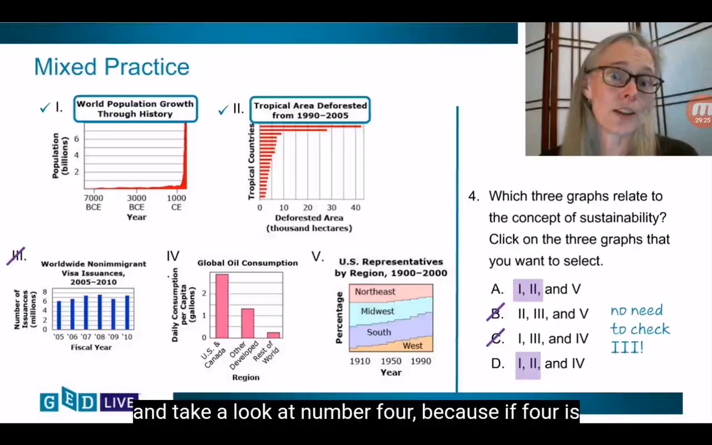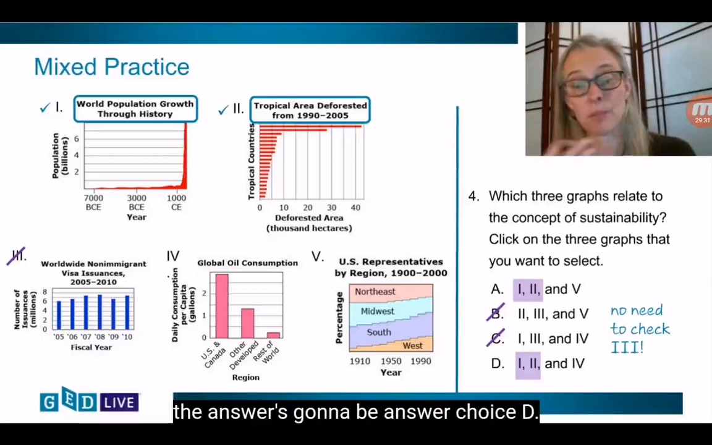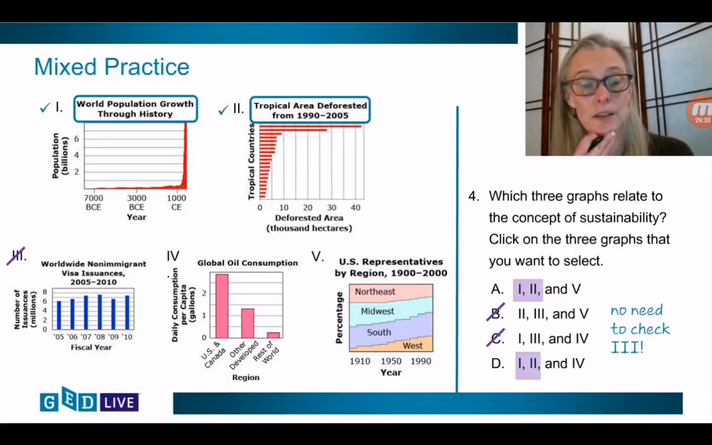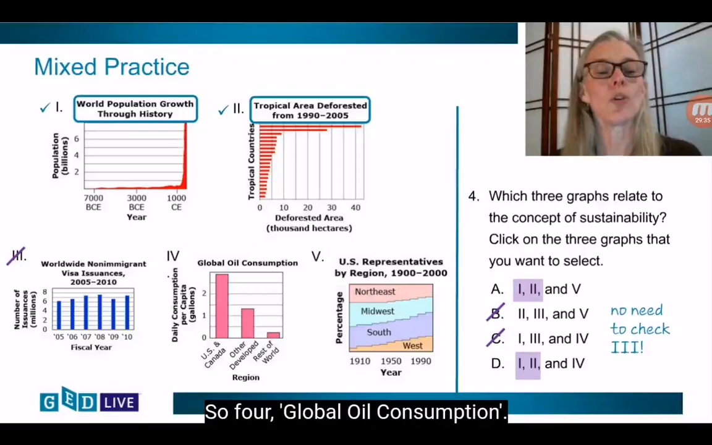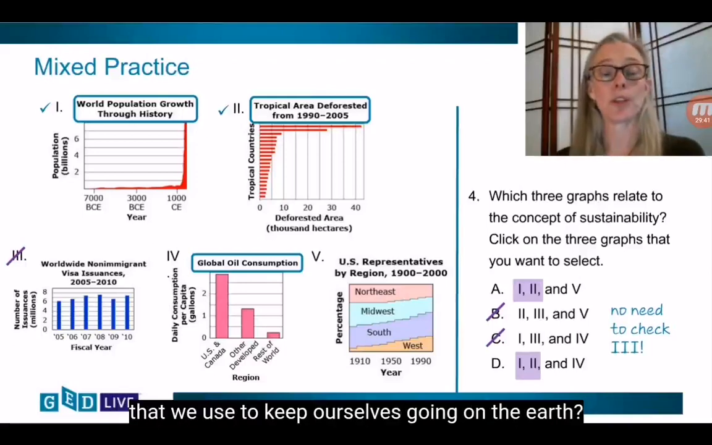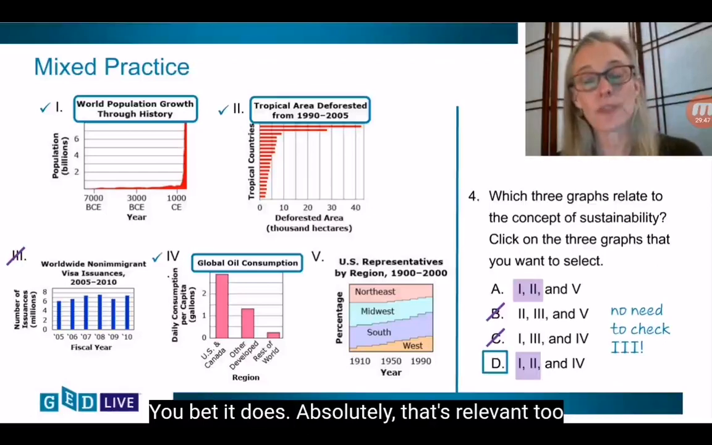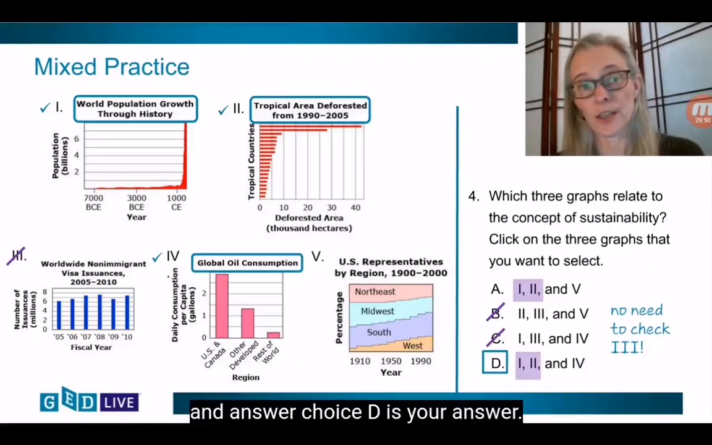Let's go ahead and take a look at number 4, because if 4 is relevant, we're done, because we will be up to 3 and the answer is going to be answer choice D. So 4, global oil consumption. Relevant? Well, does it have to do with the resources that we use to keep ourselves going on the earth? You bet it does. Absolutely. That's relevant too, and answer choice D is your answer.